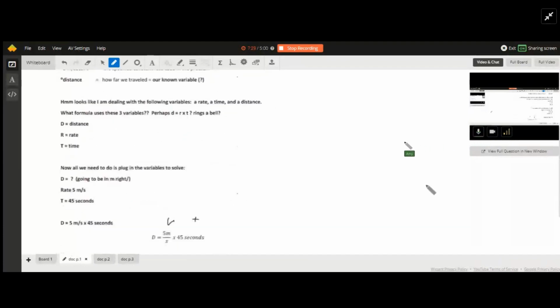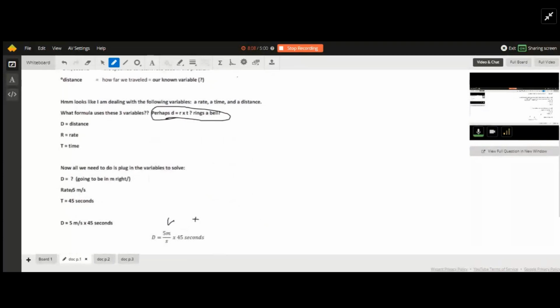Now, moving on. Let me lay it out again. In this case, bingo, ring a bell? It looks like we have rate times time equals distance. So I'm going to write out what those variables are. I wrote out the equation, put in what we translated up here, and then put in our variables. The distance is d, which is our unknown. The rate is our 5 meters per second. Sorry, I didn't have an equal sign there. And our time is 45 seconds.